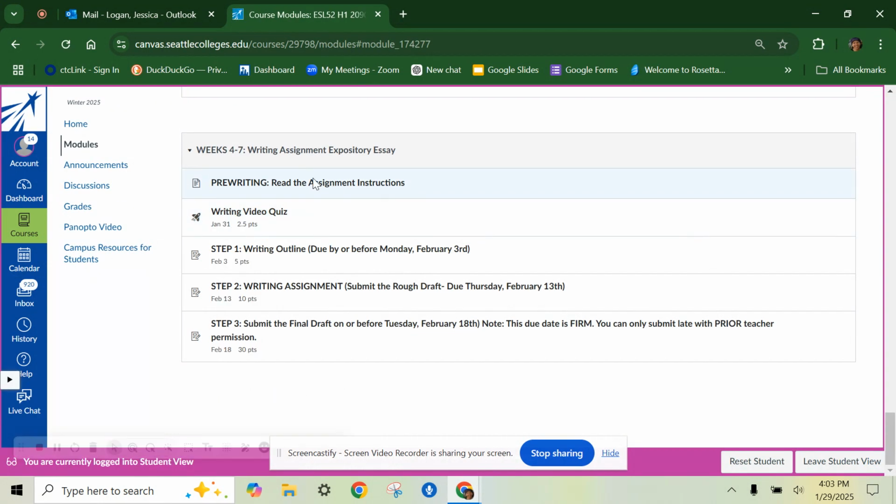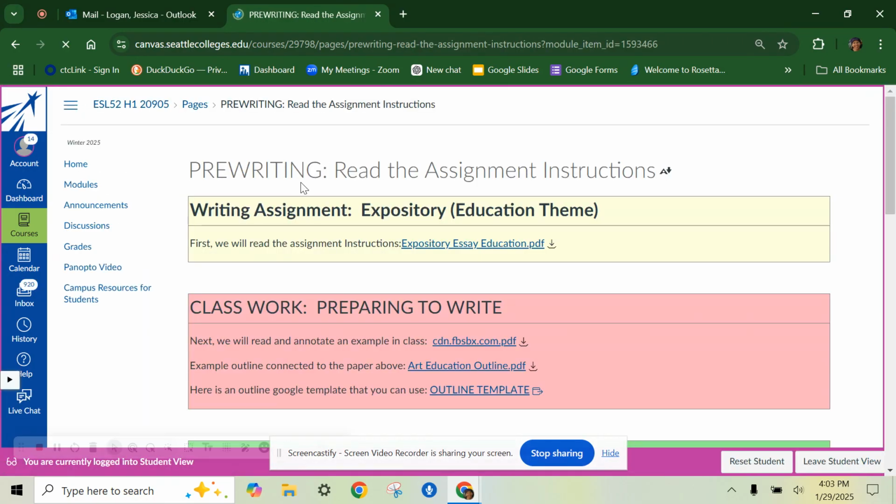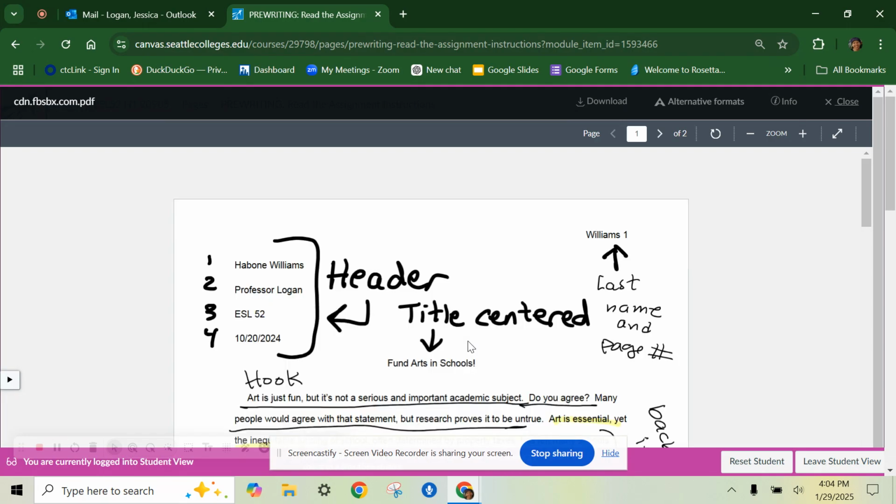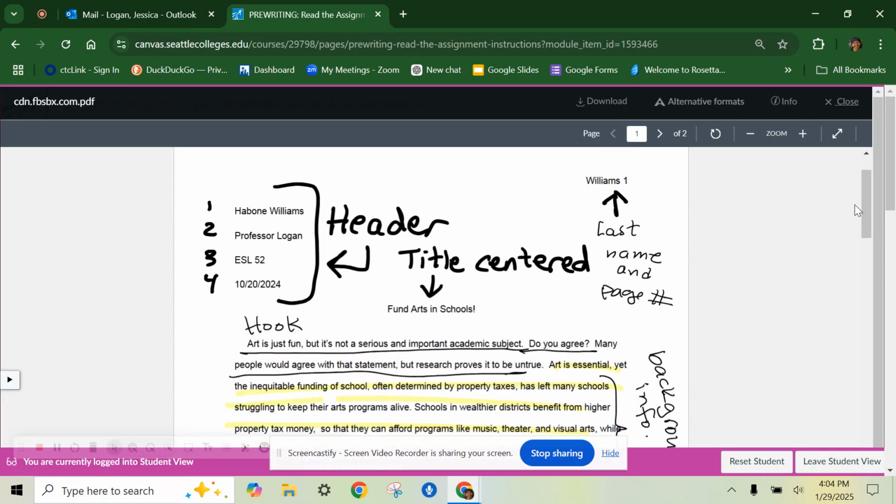In this module, it's very important to look through the instructions carefully. The instruction page is here, but I also gave this to you in class. For this part of our assignment, we're going to briefly look at the example essay. You worked with this in class when we did the corrections. So please notice, these are the parts you will need in your essay.